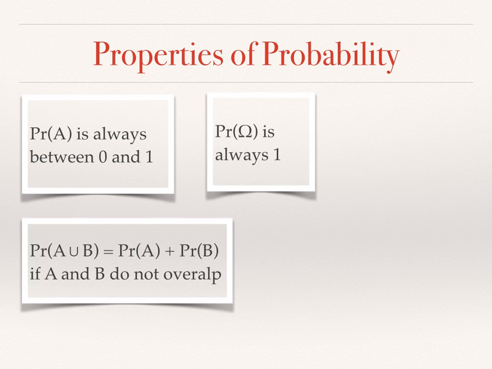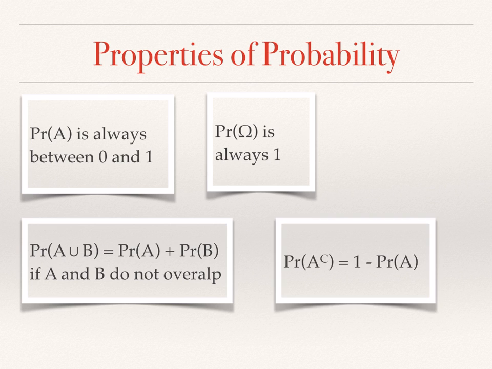Then the probability of A union B is equal to the probability of A plus the probability of B, but this only works if A and B do not overlap, so they don't have any elements in common. And finally, the probability of the complement of A is the same as 1 minus the probability of A. So these are some important properties of probability that it's good to keep in mind.